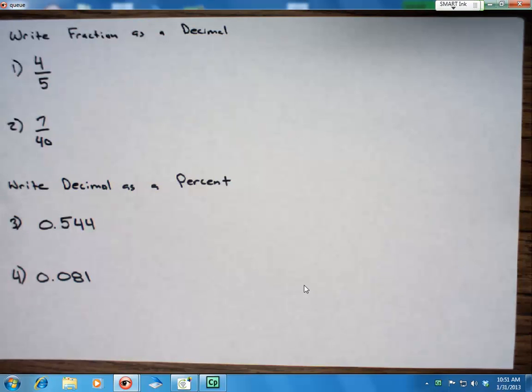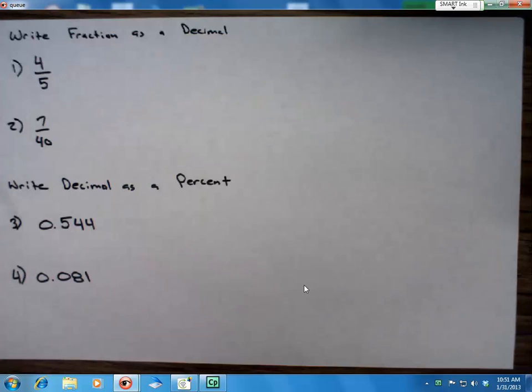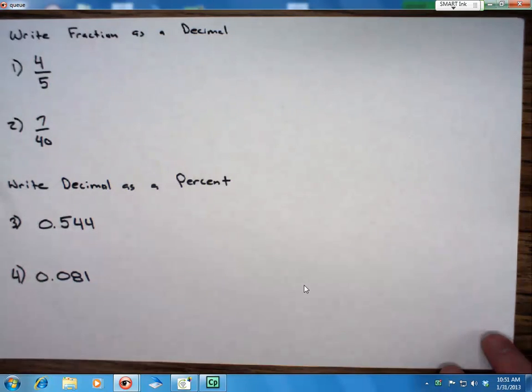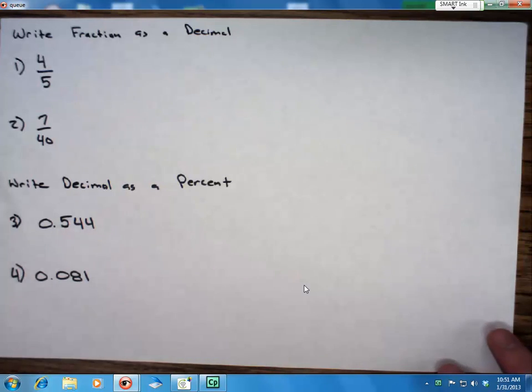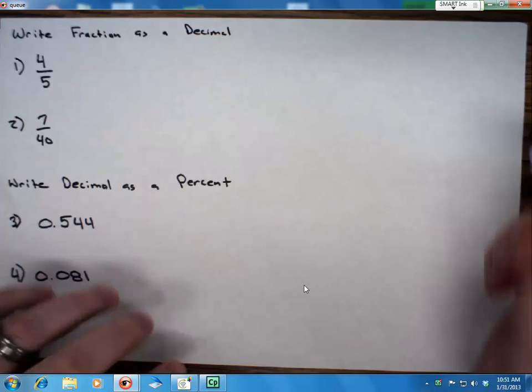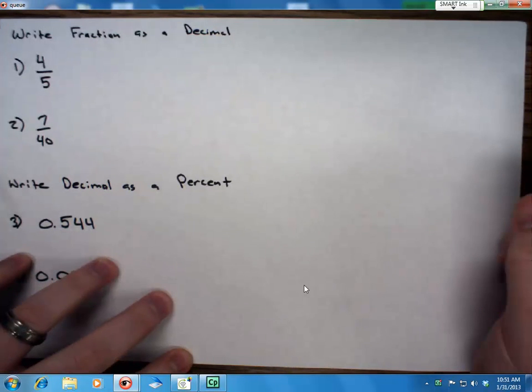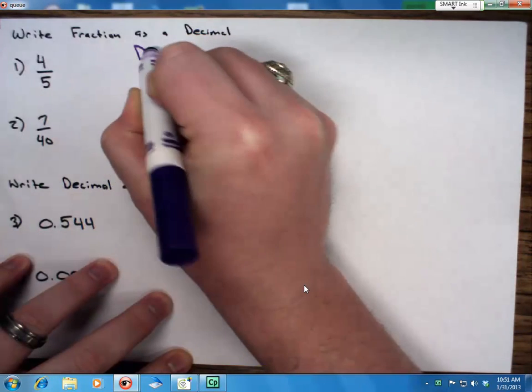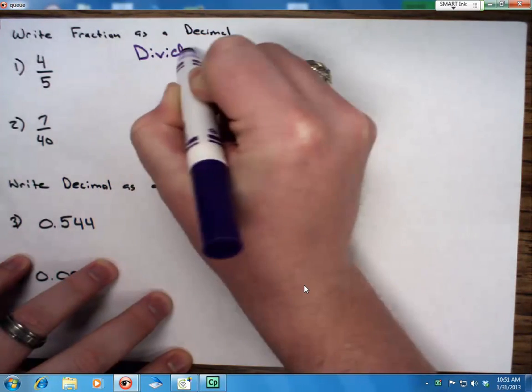Now, today we are going to continue our work with fractions to decimals and also decimals to percents and all that good stuff that we've been doing this week. So let's go ahead and talk about, on our first portion up here, how to write a fraction as a decimal. And there's a couple different ways that we can do this. The first way that I'm going to show you how to convert a fraction to a decimal is by dividing up. Okay. Divide up.